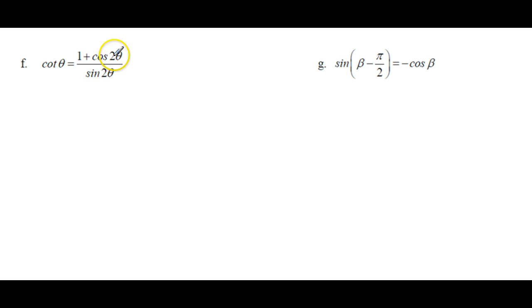Well, it's not cotan that's complicated, is it? It's the cos double angles. It's okay, right? We have double angle identities. We can use them. So the right side is 1 plus cos 2 theta, all over, so watch your all overs, sine 2 theta.